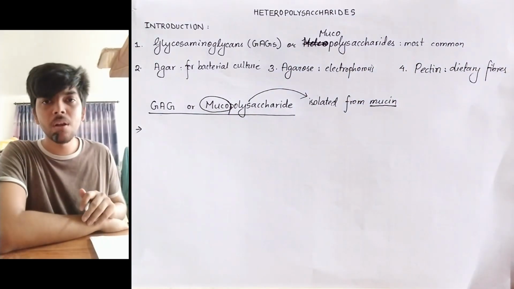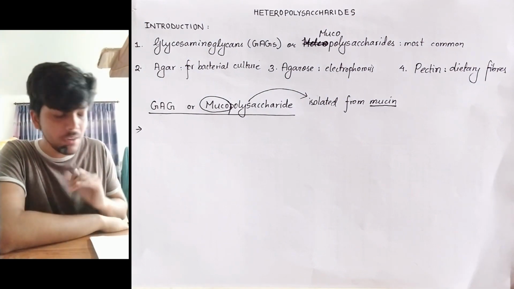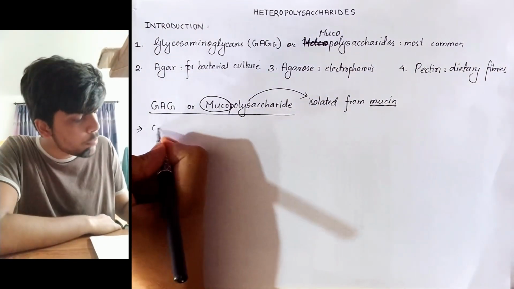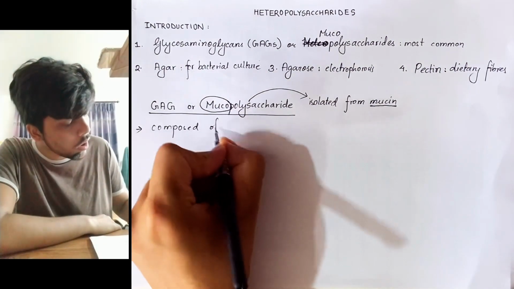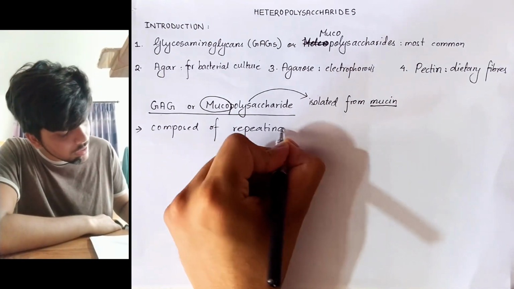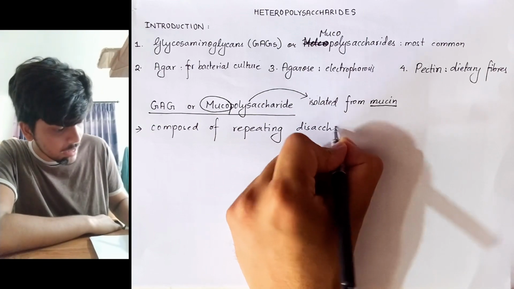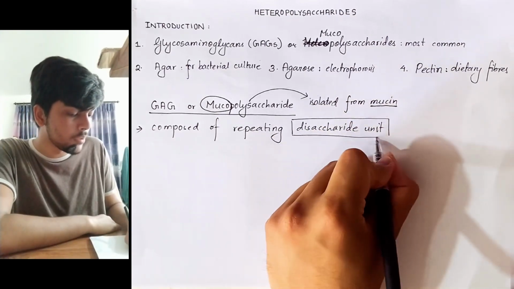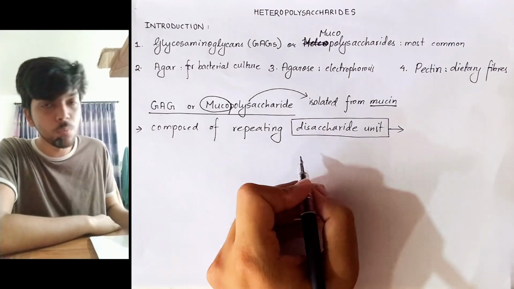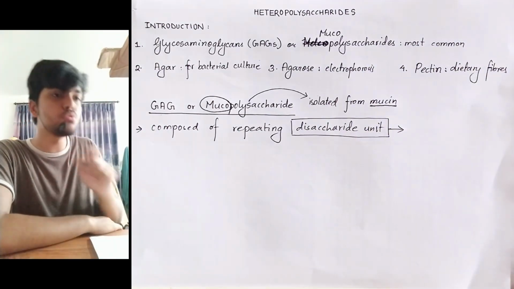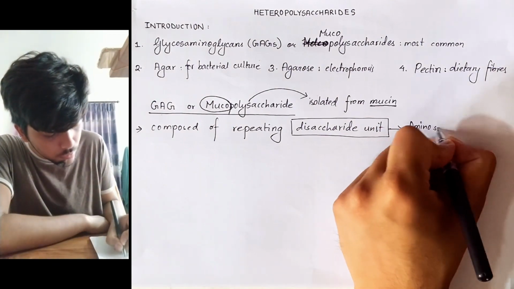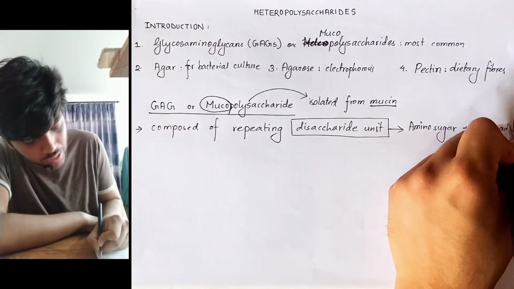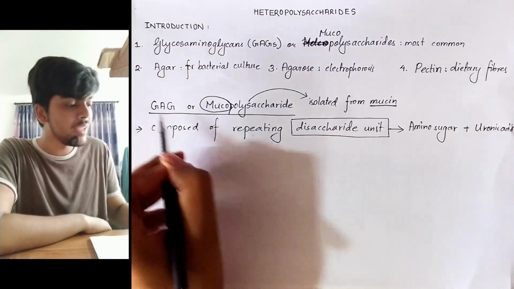Now, heteropolysaccharides are made up of more than one type of sugar unit, right? So what are the sugar units found in GAG or mucopolysaccharide? GAG or mucopolysaccharide is composed of repeating disaccharide units. So what's this disaccharide unit which is repeating? Well, the disaccharide unit which is found repeating in case of mucopolysaccharide is made up of two sugar units, amino sugar and uronic acid. So the two sugar units, amino sugar and uronic acid, form one disaccharide unit which is found repeating in case of GAG.